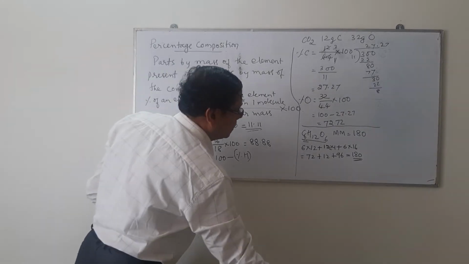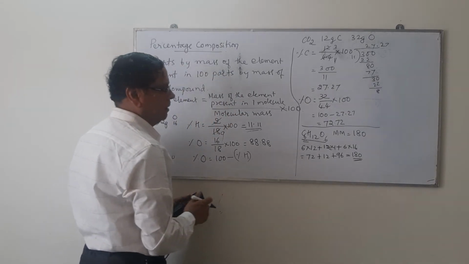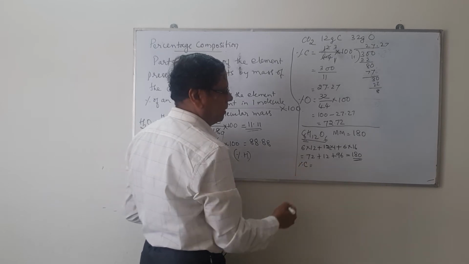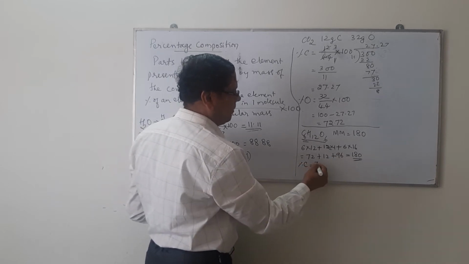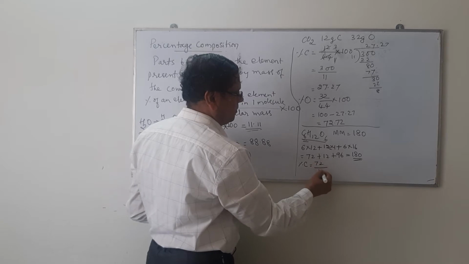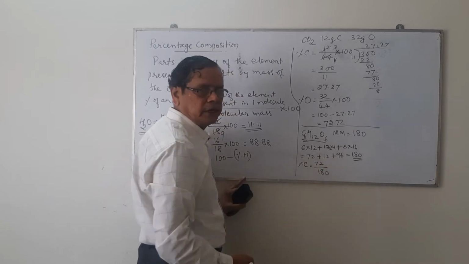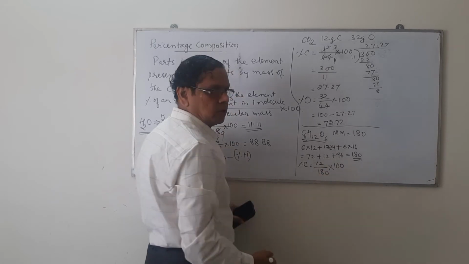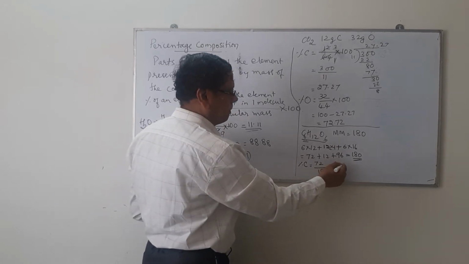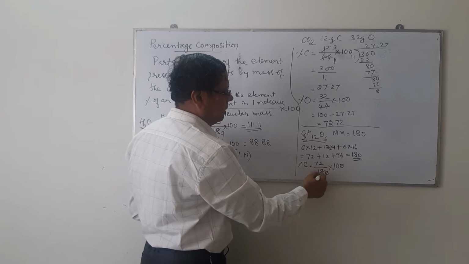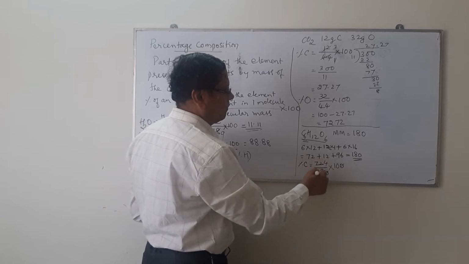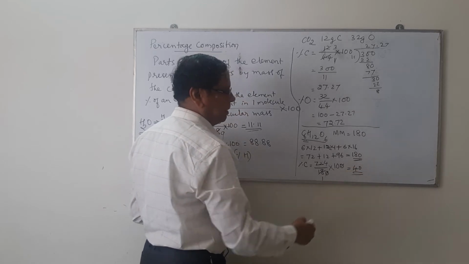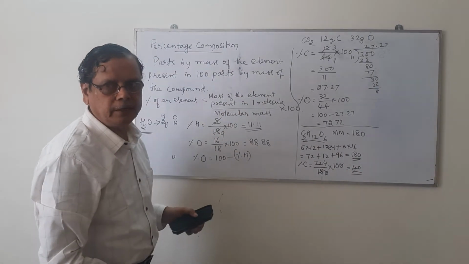If you calculate the percentage composition, the percentage of carbon is, out of 180 grams there are 72 grams, therefore it is 72 divided by 180 into 100. So if you find out the common factor, 18, 1, 18, 4. So this is 40%. The percentage of carbon is 40.